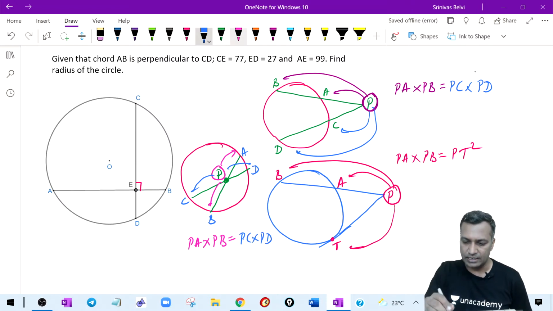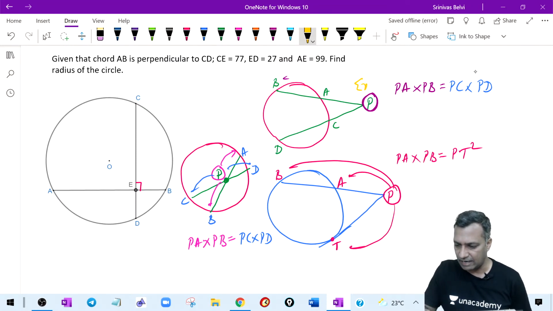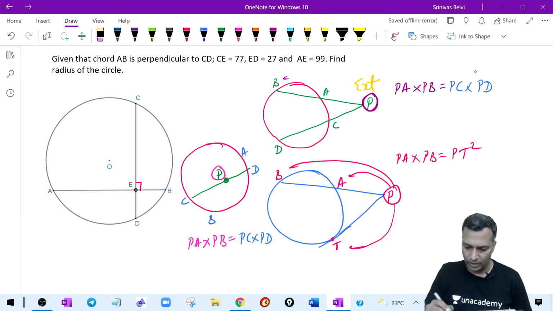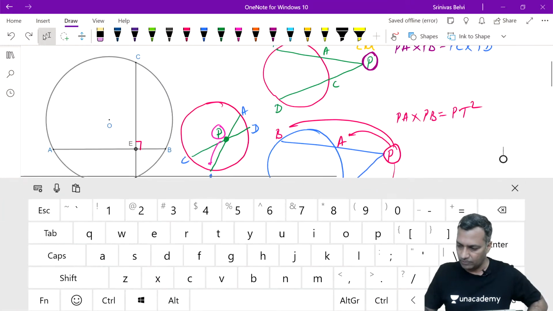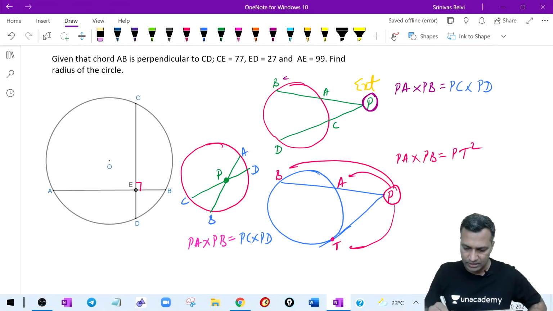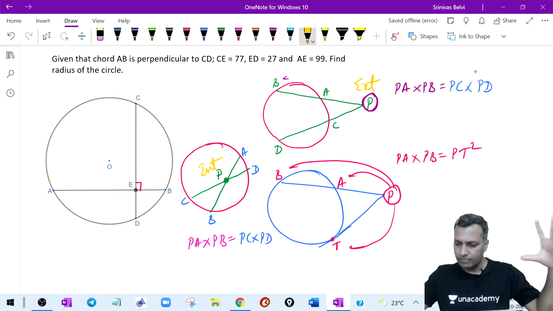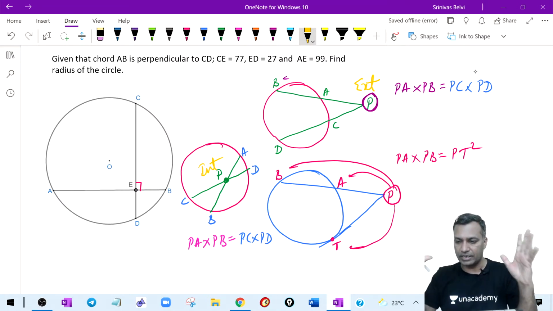My point is, the point can be an external point, like here. Or that common point can be an internal point as well. External or internal doesn't matter. It could be an external point, or, just like you see here, an internal point. External or internal, my tangent secant theorem remains constant.